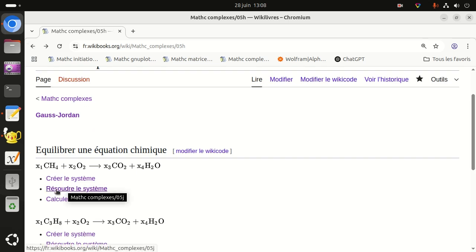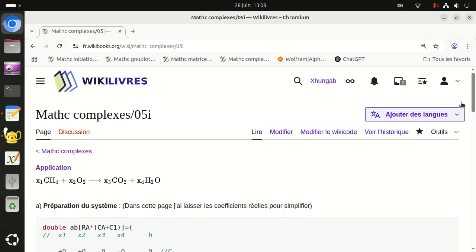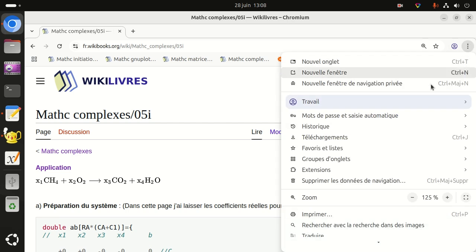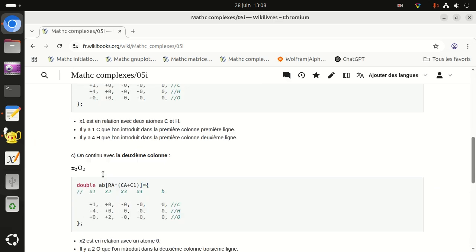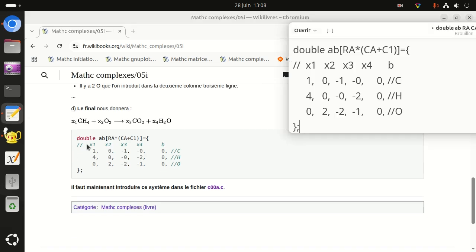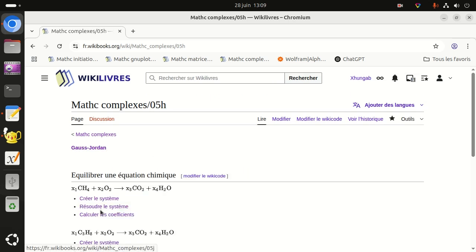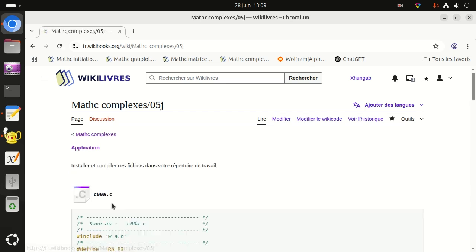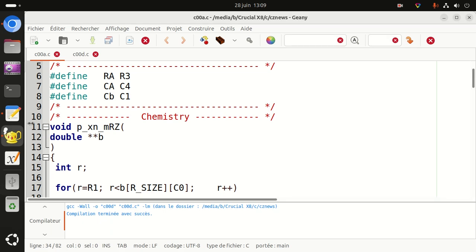And I introduce this value that I have into the second part. Now, resolve the system of linear equations. I copy this code into my editor.